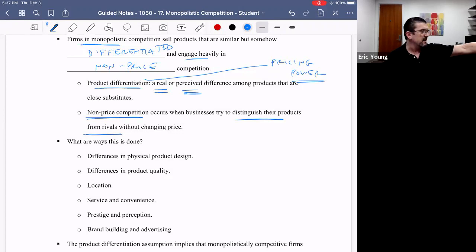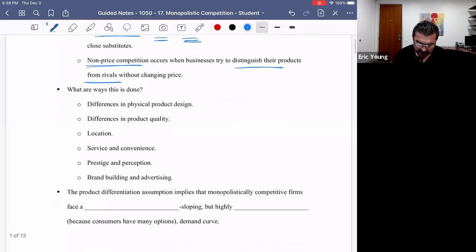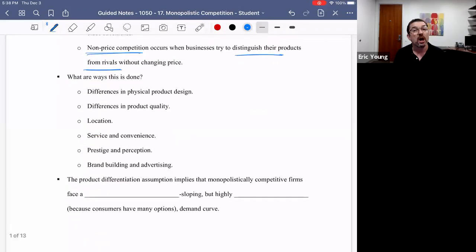You take a look in the products that you buy, take a look at the ads that you watch. You will find companies doing lots and lots of things to try to make their products seem a little bit different outside of changing price. What are some of the things that they'll do? Well, some common tactics that companies use to differentiate their products or to engage in non-price competition.